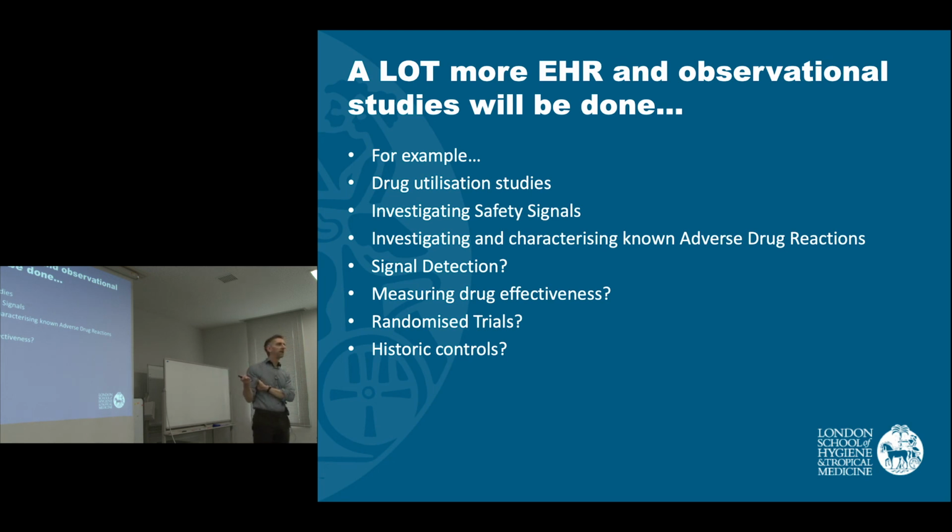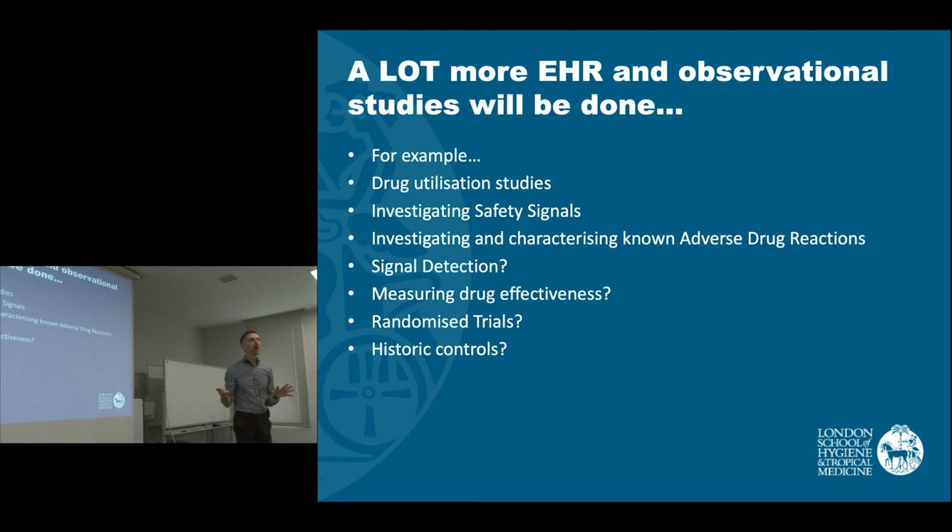I've got bullet points, but basically the sorts of things we can investigate using electronic health records are drug utilisation. That's quite easy, and I'll show you an example in a minute. We can investigate safety signals, or we can investigate known adverse drug reactions. These three we've been doing for many years using electronic health records, and I would say that we've got very well established methodologies for doing it. We understand the limitations, we understand how best to understand the evidence and how to explain it to people.